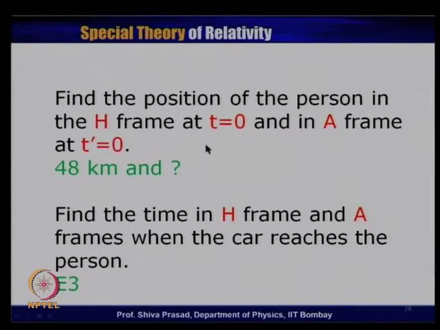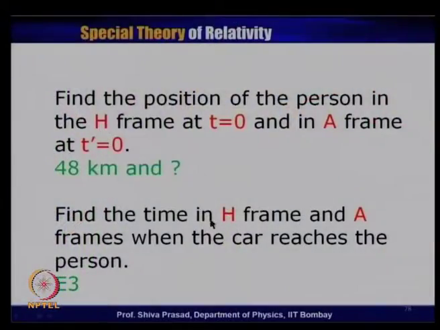But what is the position of the person in A frame at t prime equal to 0? I have not calculated yet, because this particular event, whatever we are talking, is occurring at different time and different values of x. So, this need not be correct. I have to still calculate this particular value.